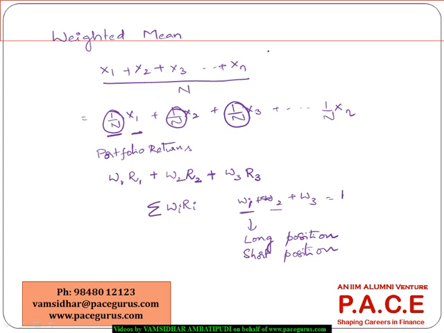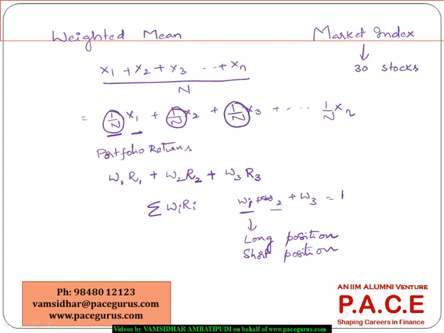Typically, when I look at examples, the market index, the Sensex, the computation of the Sensex itself is a weighted mean. Because the way the Sensex is computed, let's say there are 30 stocks that are included in the Sensex.